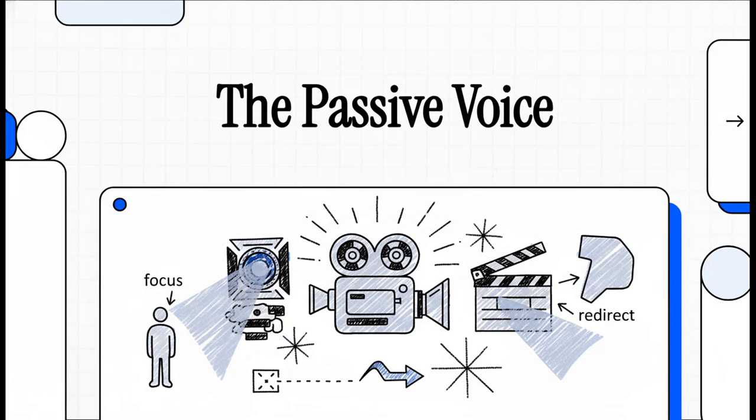All right, today we're going to do something a little different. We're not just going to talk about grammar, we're going to talk about storytelling. So I want you to forget everything you remember about dusty textbooks. For the next few minutes, we're going to be film directors. We're going to learn how one tiny change in a sentence can totally redirect your audience's attention. So let's roll the camera.